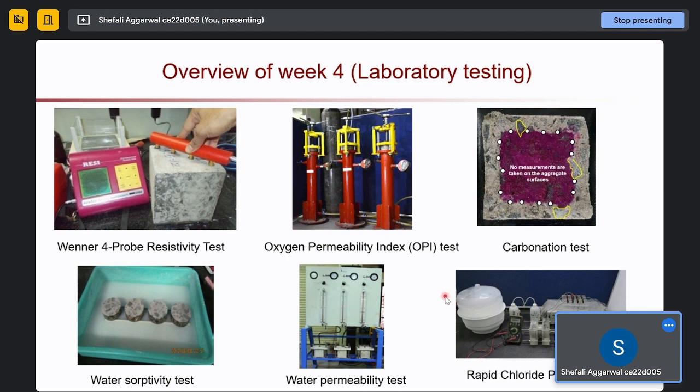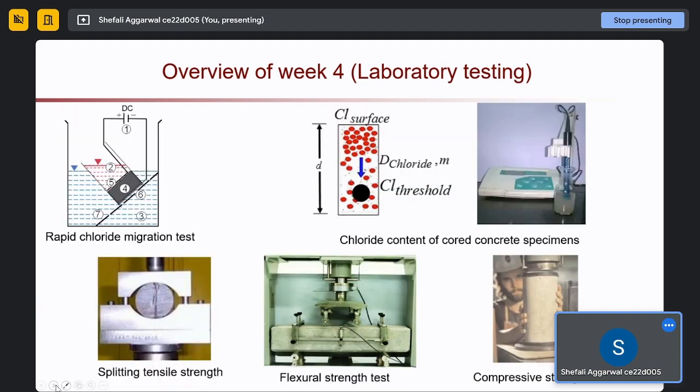Next is the rapid chloride penetration test. We will have a cell, fill one side with NaCl and the other side with NaOH, apply the current and see how many chlorides are seeping through the concrete. Another laboratory test is the rapid chloride migration test. This is almost similar to the RCPT, the penetration test. This is the migration test. The setup will be different, but the solutions we use are the same, NaOH and NaCl.